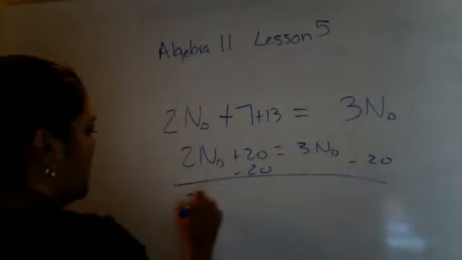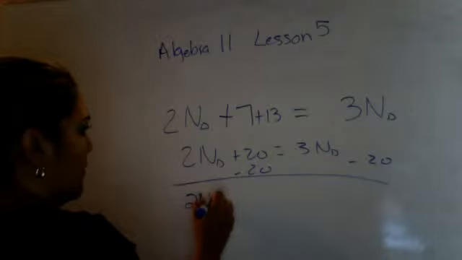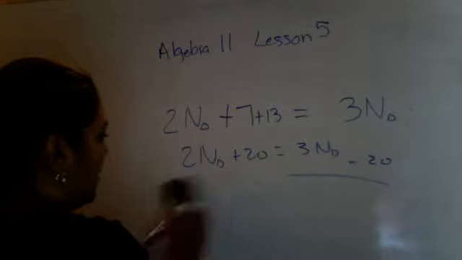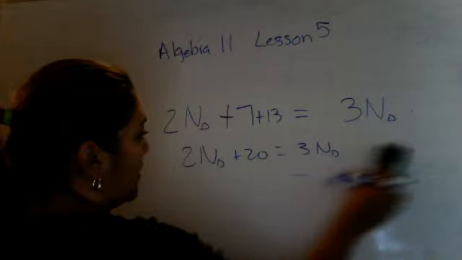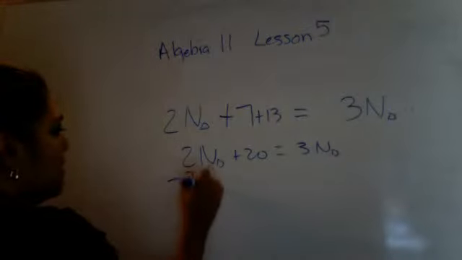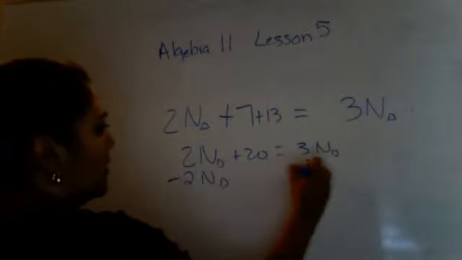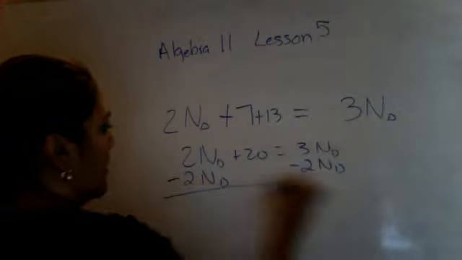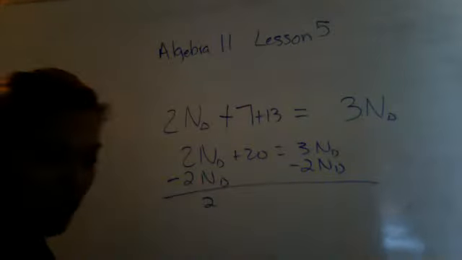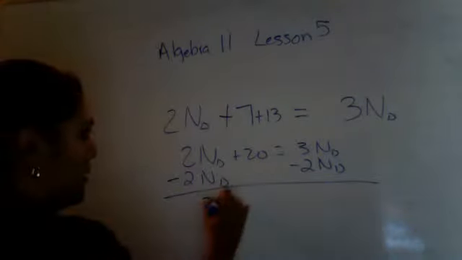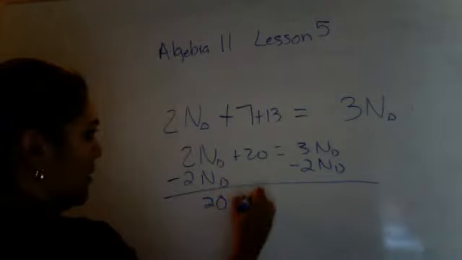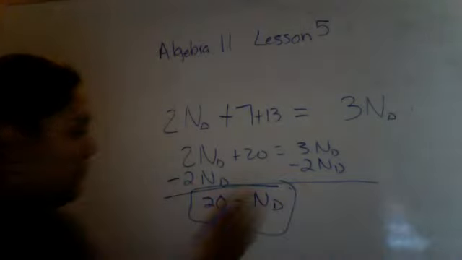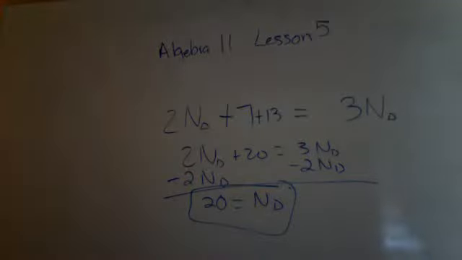I get 2 number of, or actually, I'm not going to do that. I could do that, but that's a longer step. I could simply just take this to the other side, and I get 20 equals ND. So my original number of ducks was 20. It's as simple as that.